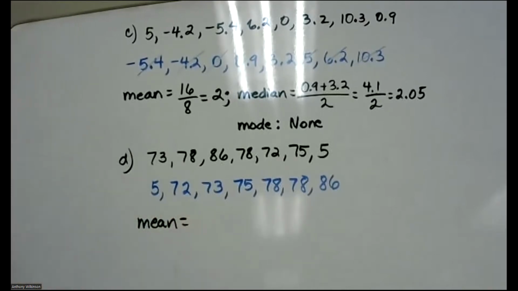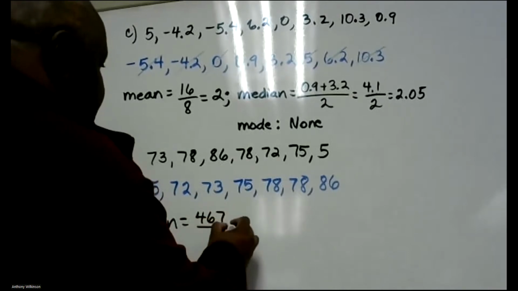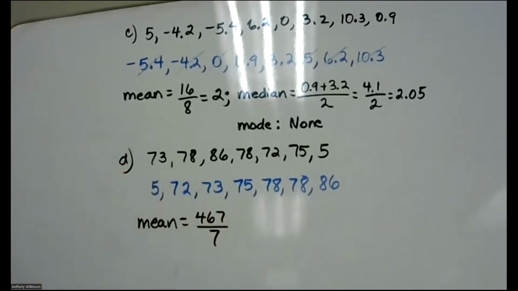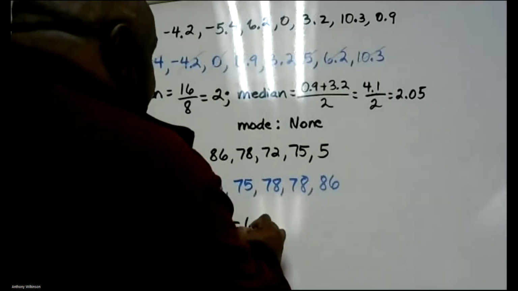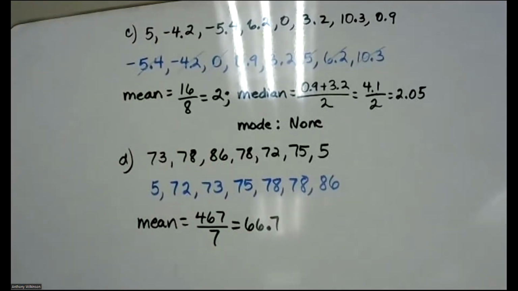Now we're ready to find the mean. So you have 5 plus 72 plus 73 plus 75 plus 78 plus another 78 plus 86. That sum is 467. That's going to be divided by 7. Okay. So to one decimal place, that'll be approximately 66.7.